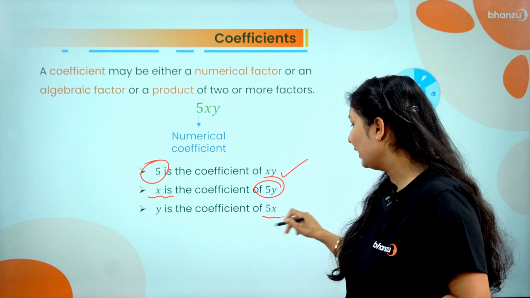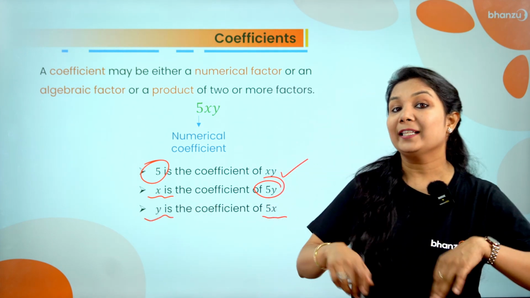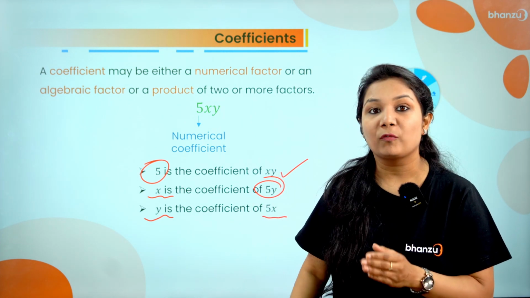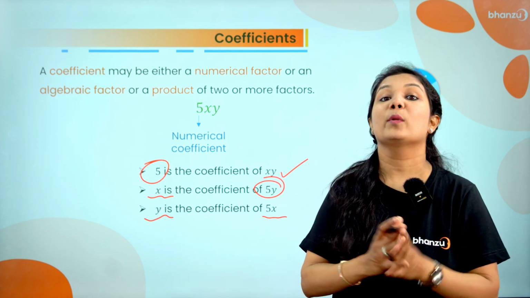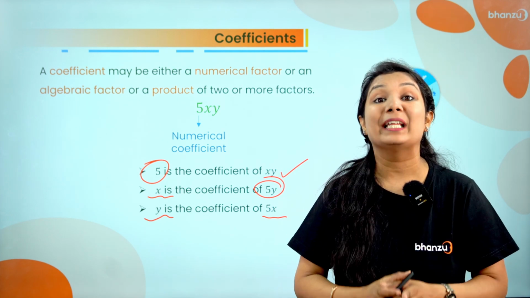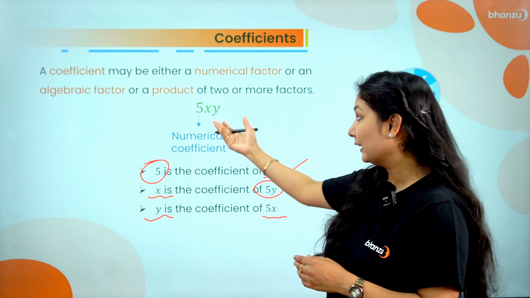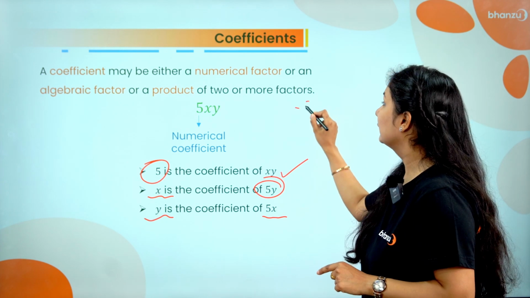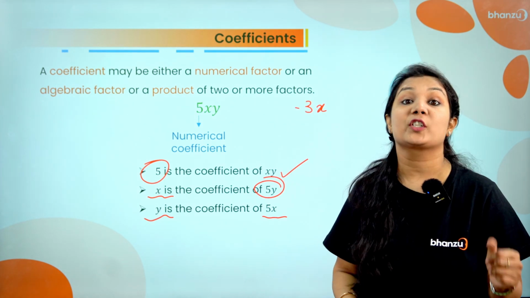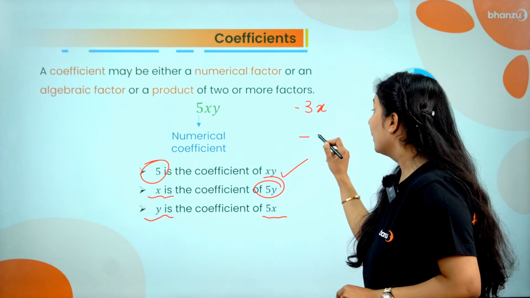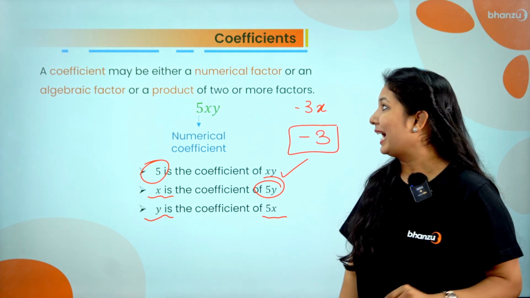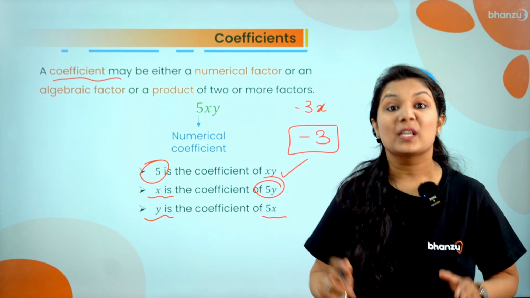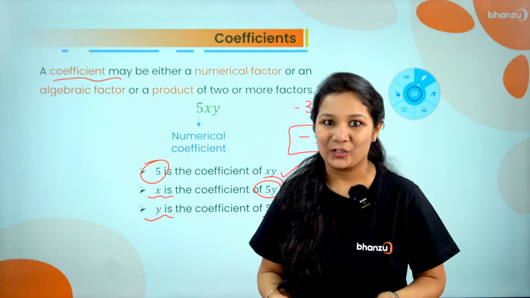What's the coefficient of 5x? It would be y. So what is actually the coefficient? In that particular term, leave that particular factor and everything else would be the coefficient, including the sign as well. Here it's nothing, so it's plus, so we are ignoring. But if it would have been minus 3x, the numerical coefficient of this particular term would be minus 3. And the important thing, coefficient is always seen in the terms, not in the complete expression.